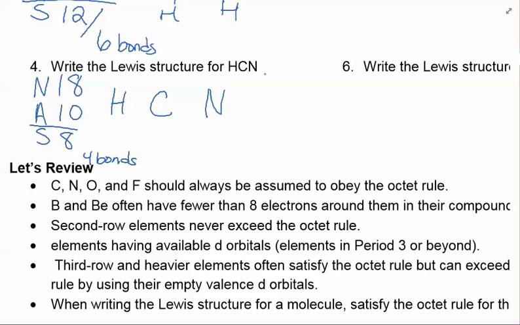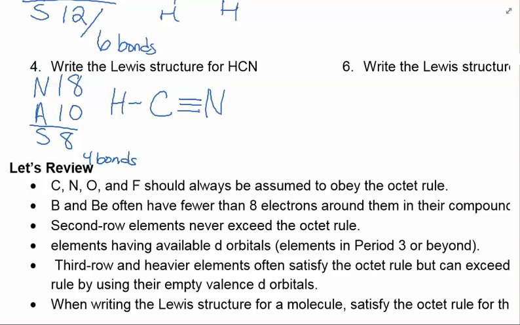So we have a total of 4 bonds. We're going to start by putting 1 bond on each item. Right now, hydrogen now has a full outer shell, but my carbon has 4 and my nitrogen has 2. So I used 2 of the 4 bonds. I have 2 left. I can't put them here because hydrogen already has a full outer shell, so I'm going to have to put them both between the carbon and the nitrogen, resulting in a triple bond.